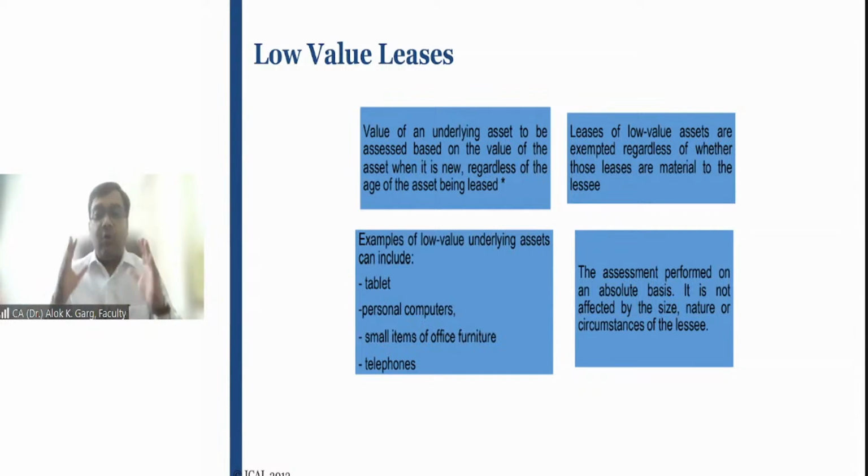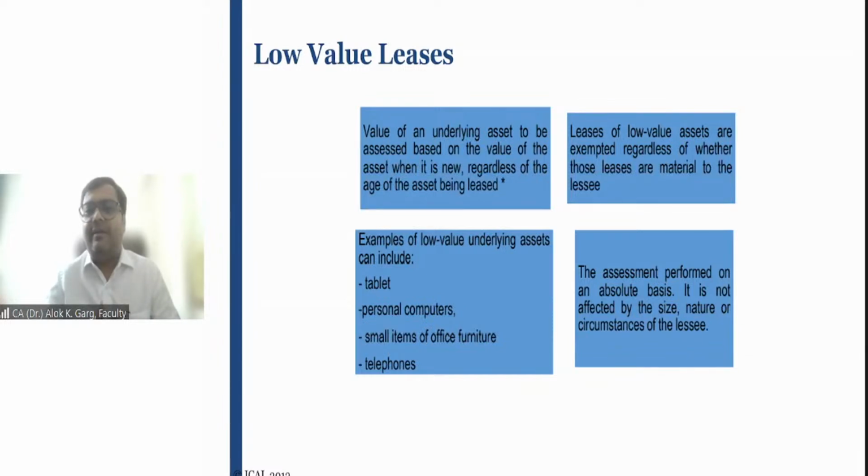The standard says that while assessing whether it is a low value asset, you need to consider the value of the new asset. You are not required to consider the value of the old asset. For example, Reliance has made a policy that any individual lease item below 10 lakh rupees is considered a low value item.